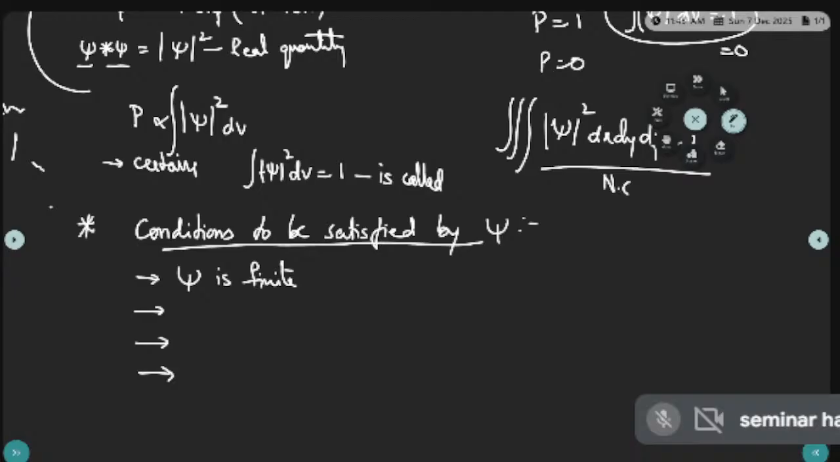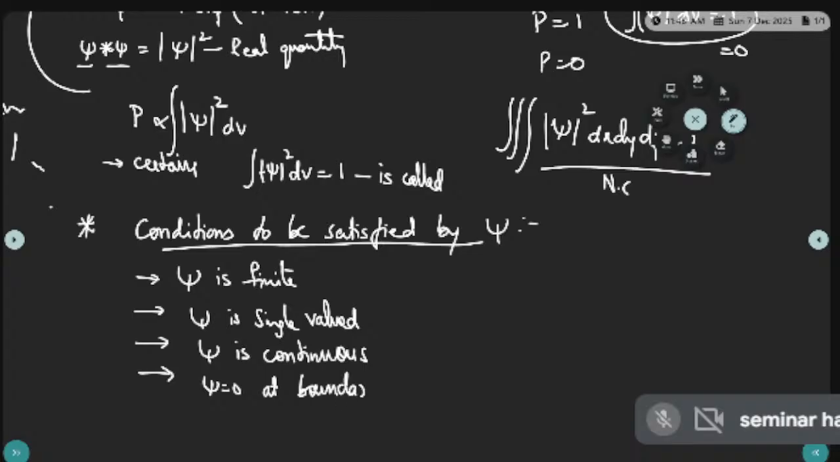How many values? 1 or 2 or 3 or 4? Single value. If it is there, it is a single value, and it is a wave form, so it is continuous. Single value, finite and continuous. Next, the value of psi will be 0 at the boundaries. So what are the conditions for psi? Finite, single value, continuous, and the value of psi will be 0 at the boundaries.